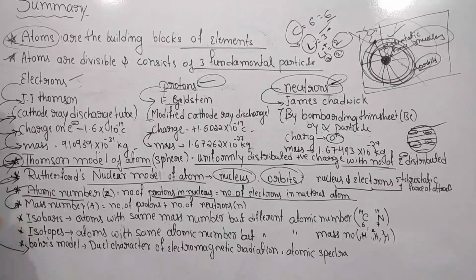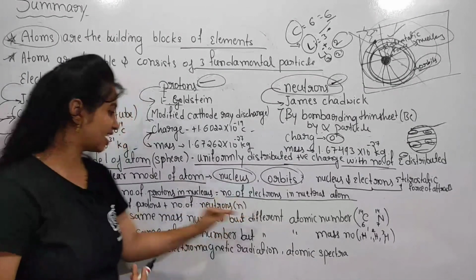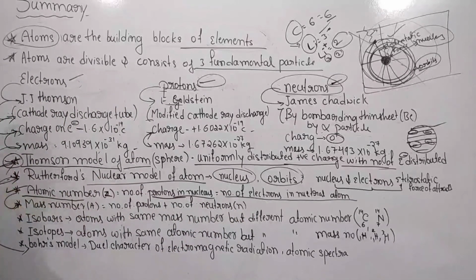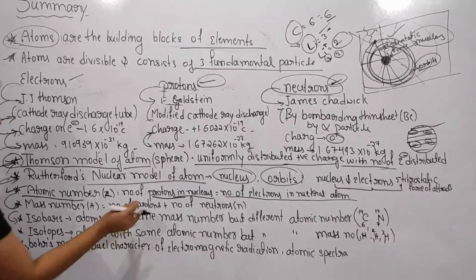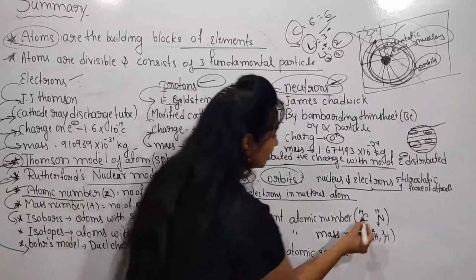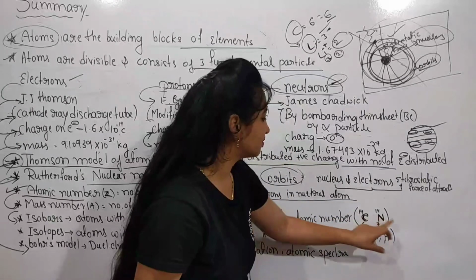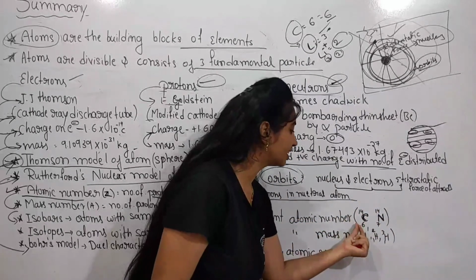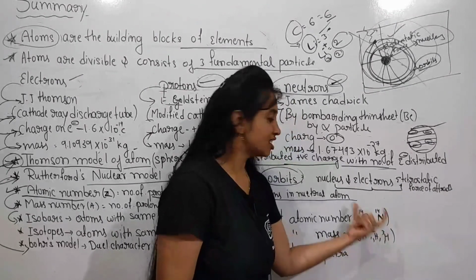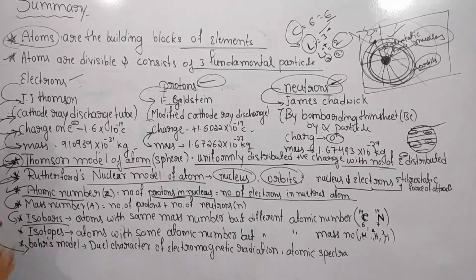And what do you mean by the mass number? The number of protons plus the number of neutrons is called the mass number. Next one is isobars: atoms with the same mass number. See here, carbon and nitrogen are atoms with the same mass number but different atomic numbers. This type of atoms are called isobars.